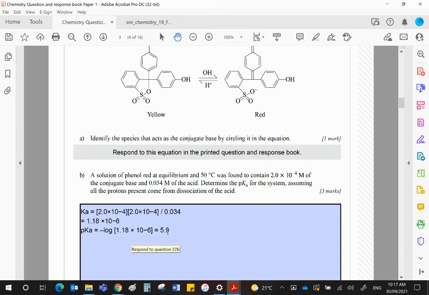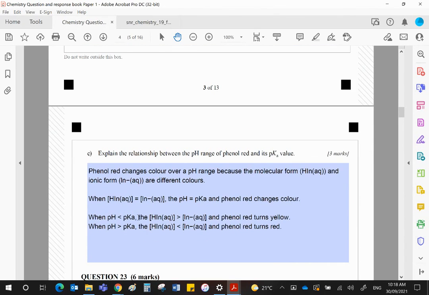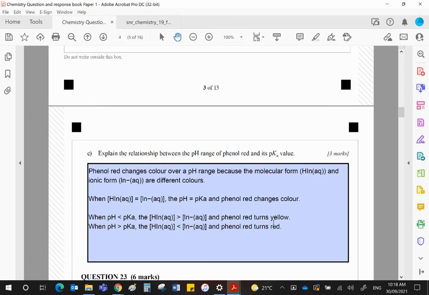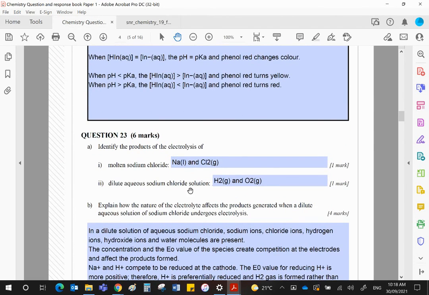Now, once we know exactly what the range is, and it's usually about 1 and a bit units, so probably by the time you got down to about 5, you'd be looking at definitely yellow. And if you got up to about 7, it would be definitely red. But what you have to say is effectively what they've got here. So pH below that, it'll turn yellow. pH above that, it'll turn red.